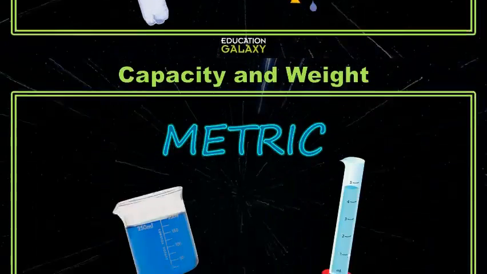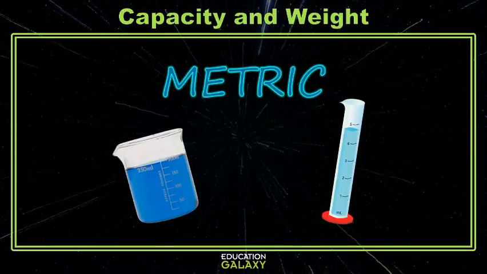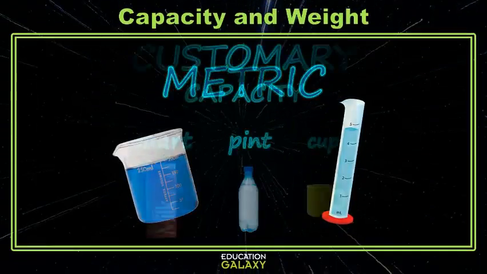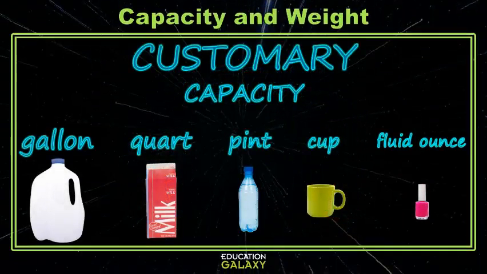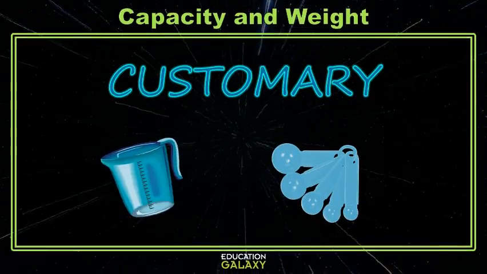What type of tools can we use to measure these? Well, we have things like beakers and graduated cylinders. Meanwhile, in the customary system, we have a lot more units. On the larger end, gallons, and on the smaller end, fluid ounces. To measure these amounts, we can use tools like measuring cups and measuring spoons.